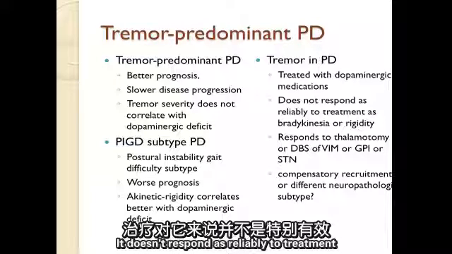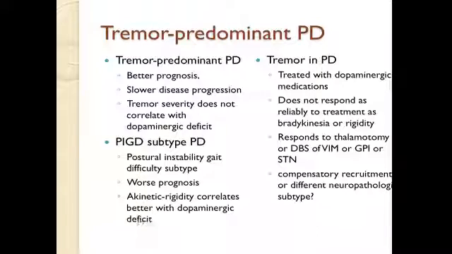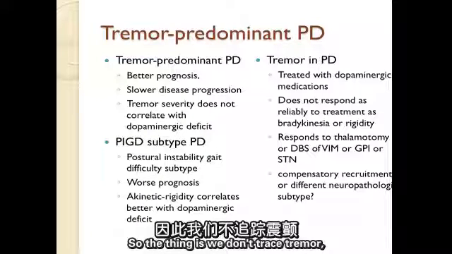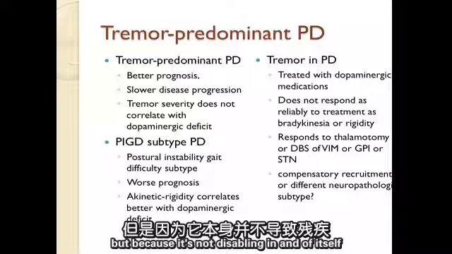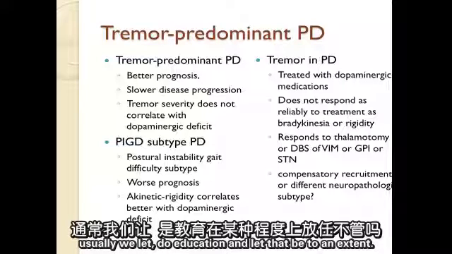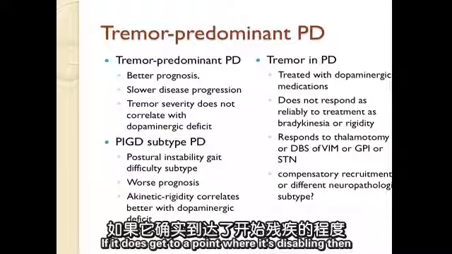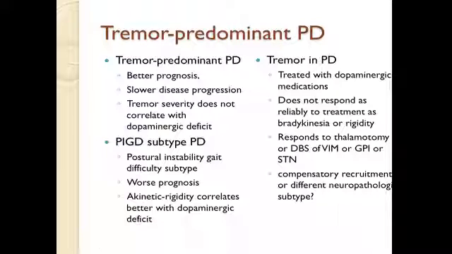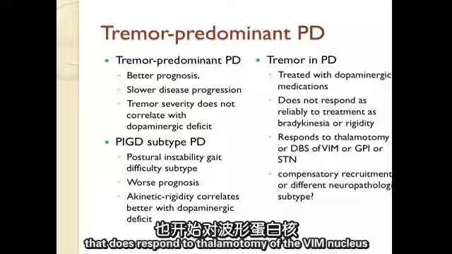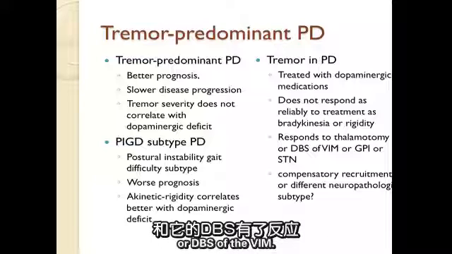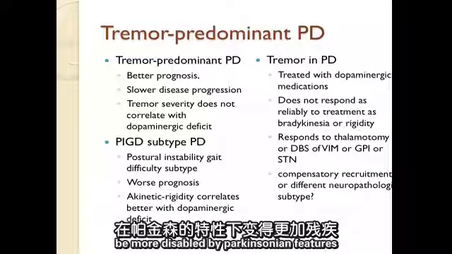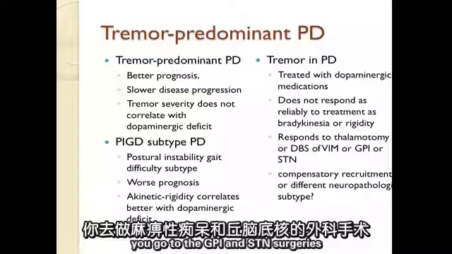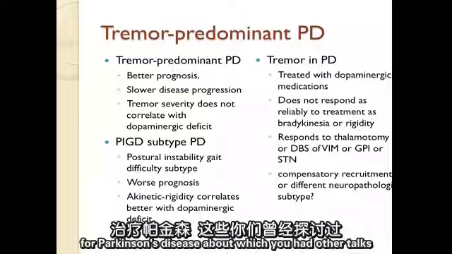It doesn't respond as reliably to treatment with the dopaminergic medications as rigidity and bradykinesia. So we increase the medications to help treat the tremor, but because it's not disabling in and of itself, you usually do education and let that be to an extent. If it does get to a point where it's disabling, then it does respond to thalamotomy of the VIM nucleus, or DBS of VIM. But in most cases, because the person is going to be more disabled by Parkinsonian features, you go to the GPi and STN surgeries for Parkinson's disease, about which you had other talks.